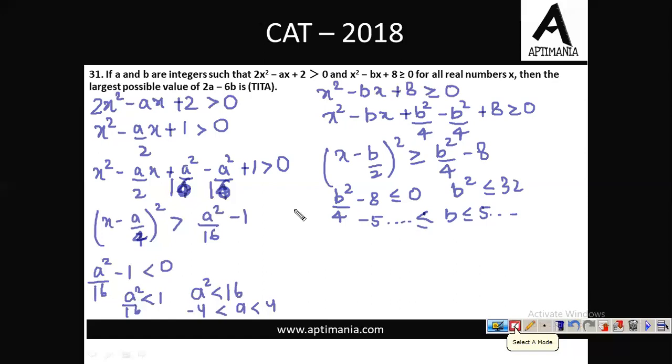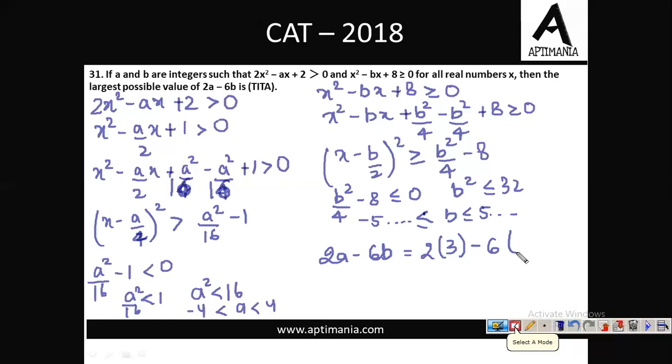And the largest possible value of 2a minus 6b. Now, the largest possible value of 2a minus 6b is what we need to find. So, in order to calculate the maximum value of this expression, we have to take the maximum possible value of a. Now, a is lying between -4 and 4 and has to be integral. So for a we will be taking 3, which is the biggest possible value for a, and for b we will be taking the smallest possible value in order to increase the value of this expression.